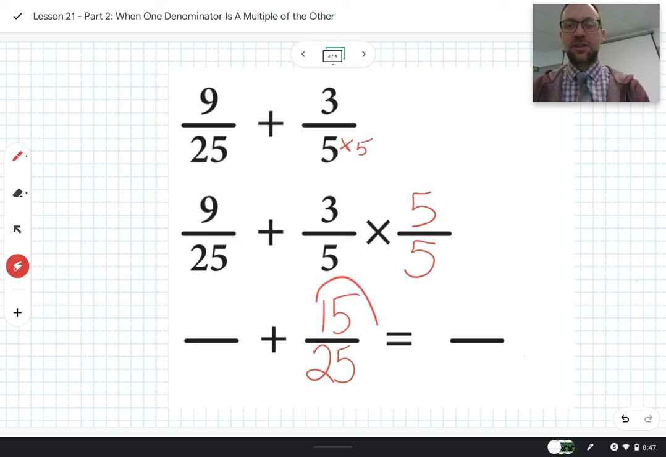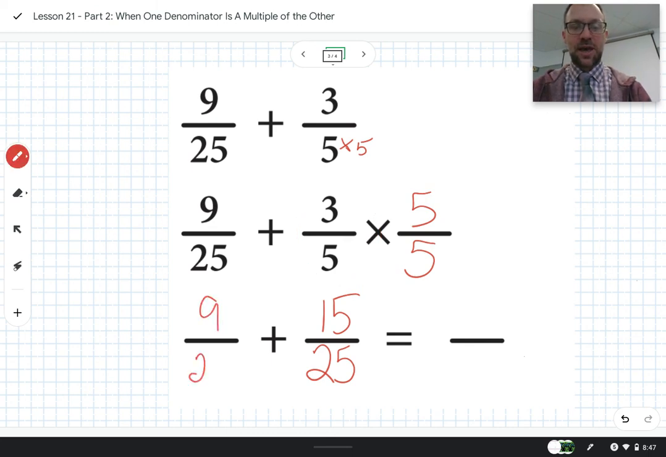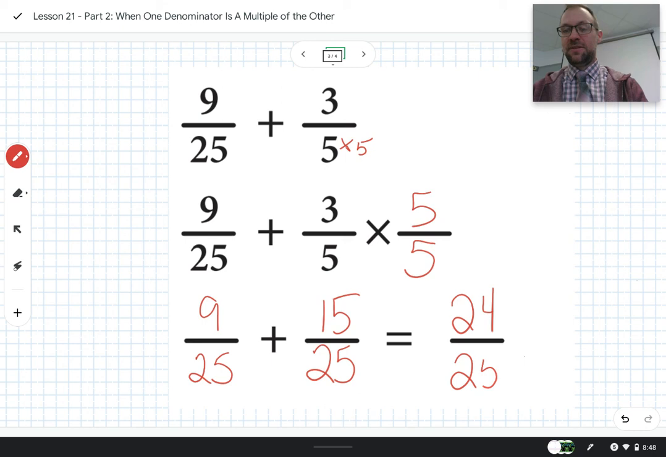So 15/25 is exactly equivalent to 3/5. And now we just copy down the other fraction, the first fraction that we had, because the denominator is already 25. Our denominators are the same. All we have left to do is add. 9 plus 15. And that is 24/25. How about it? Are you ready to try this work on your own?